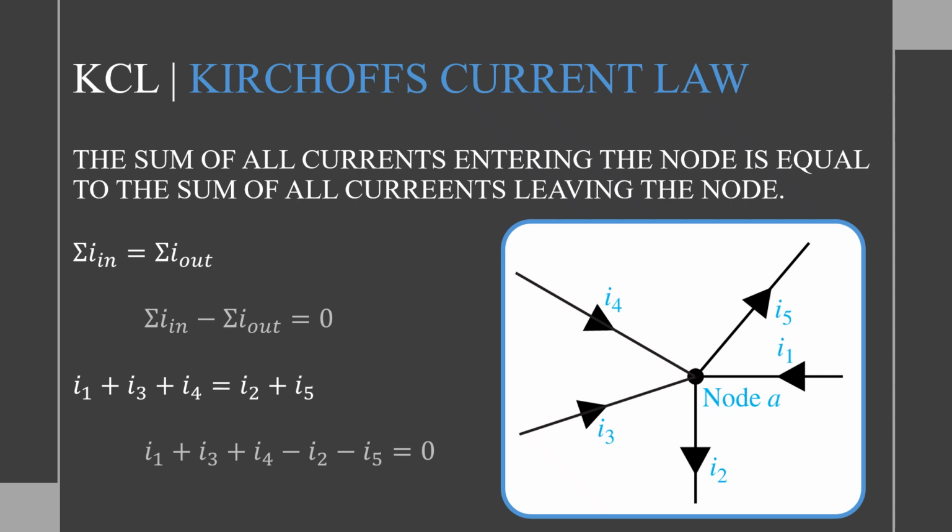That means that the amount of current flowing into a node must equal the amount of current flowing out of that node. Now, we typically express this mathematically by stating that the algebraic sum of all current entering and leaving the node is equal to 0.